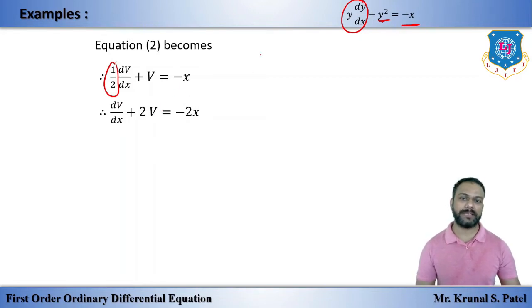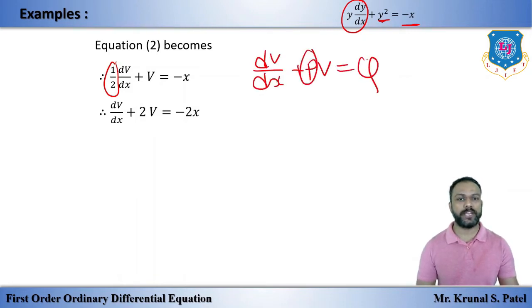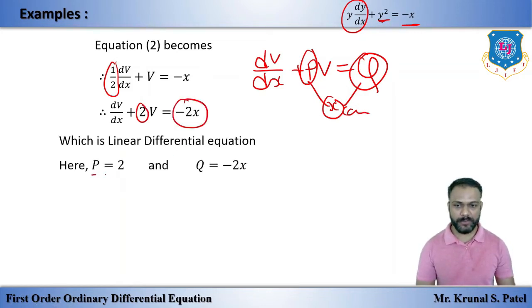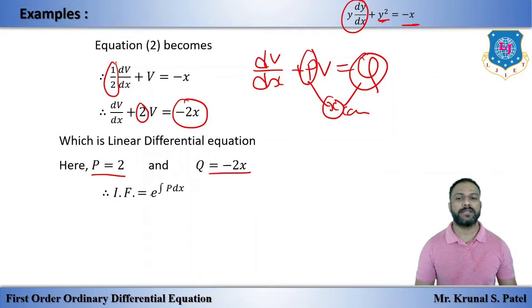Now we'll compare this with our equation dv by dx plus pv is equal to q. So p and q must be functions of x or maybe constants. So we have p is equal to 2 and q is equal to minus 2x. What is the IF? IF is equal to e raised to integration p dx. So p is 2, so we have to integrate this 2 with respect to x. So we have e raised to 2x, which is our IF.